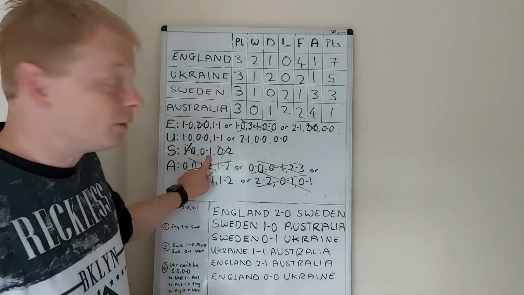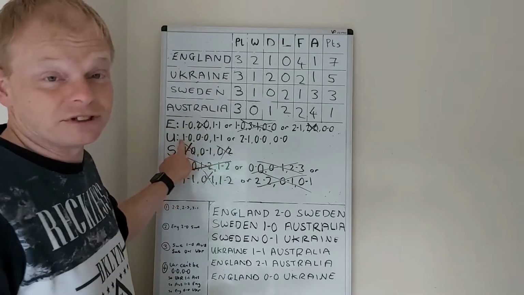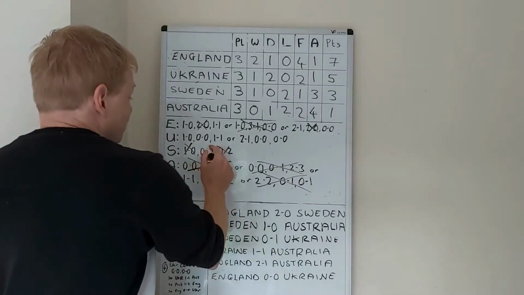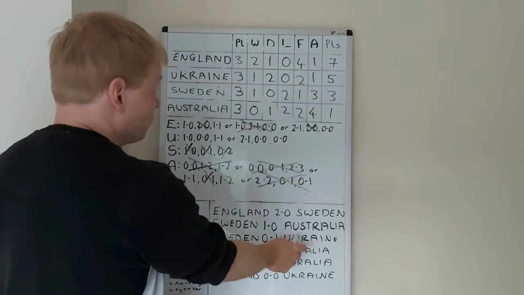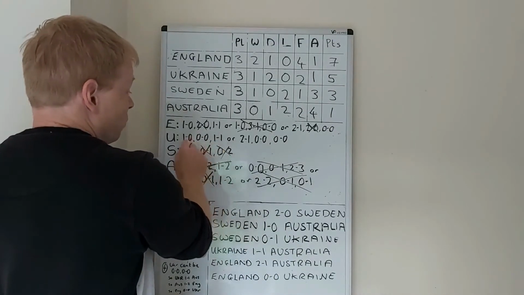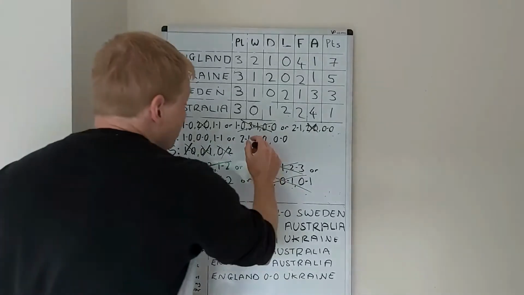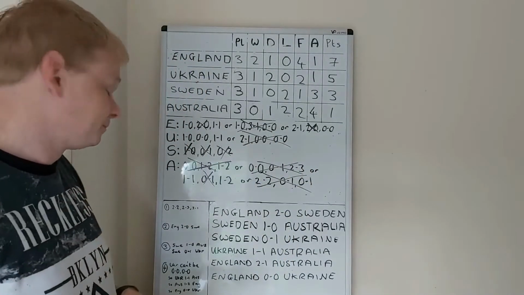This leaves 0-1, and the only team Sweden haven't played yet is Ukraine. So let's cross out the 1-0 there, and we can write our result in of Sweden 0, Ukraine 1. Then we know it's this set of results because of the 1-0. There's no 1-0 in that one, so we can also cross out those. We're making good progress there.